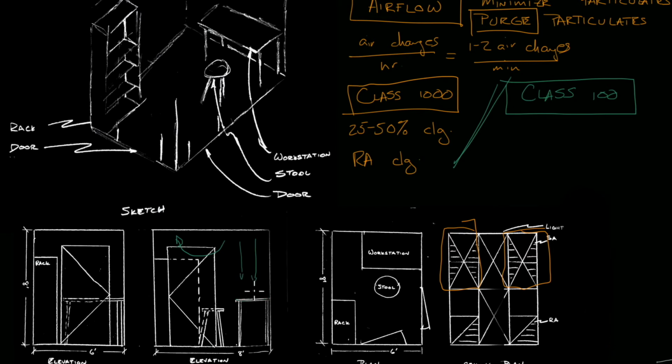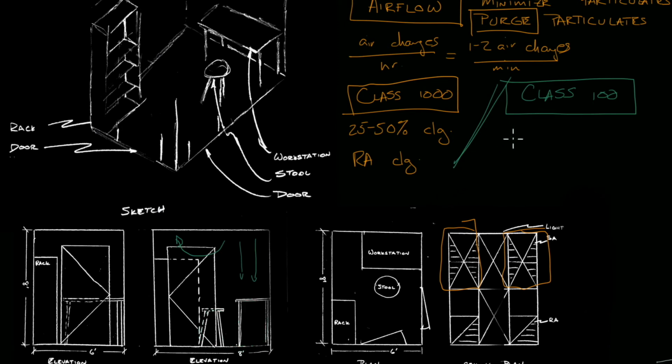Or even worse, what's happening to the air down here? There's no way for new air to get in and purge. And so you end up with these little eddies where the air down here can get really dirty, or the air underneath the bench can get really dirty.